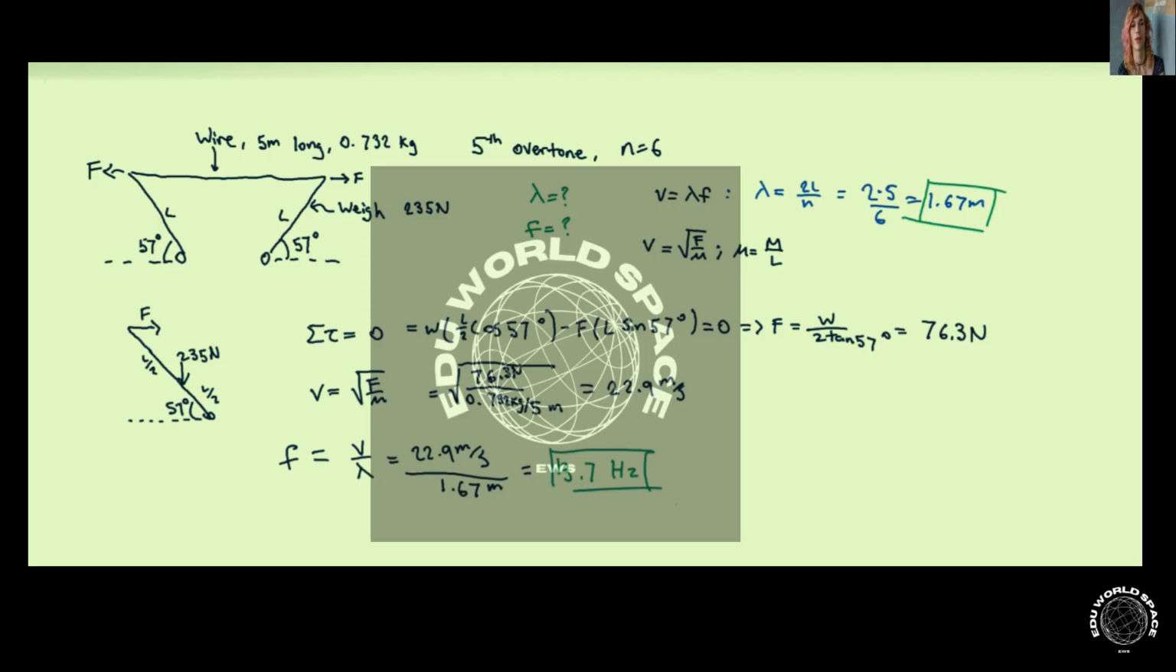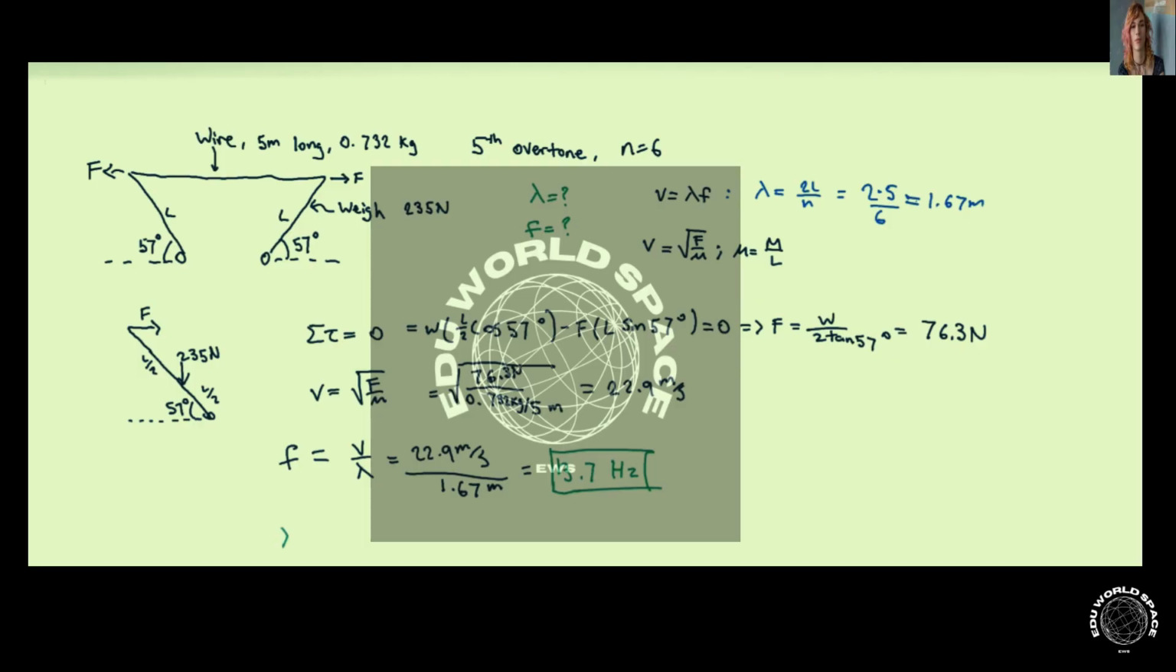I'm sorry, I misspoke over here. This lambda is the wavelength of the waves on the wire, but that will generally not be the wavelength of the waves in the air. While the wire waves and the sound waves share the same frequency, they do not share the same wavelength.